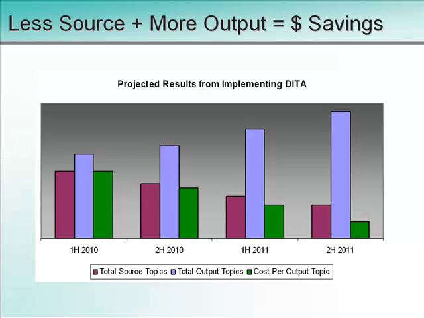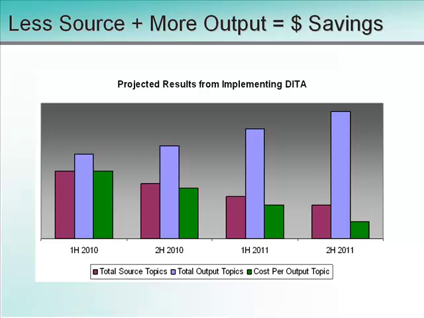So what's happening here? Remember that DITA is designed to reuse content, to reuse the same topic in multiple contexts, in multiple deliverables. We've broken that one-to-one relationship between source and output topics. And because we're reusing and repurposing source topics in multiple outputs, the cost per output topic drops.